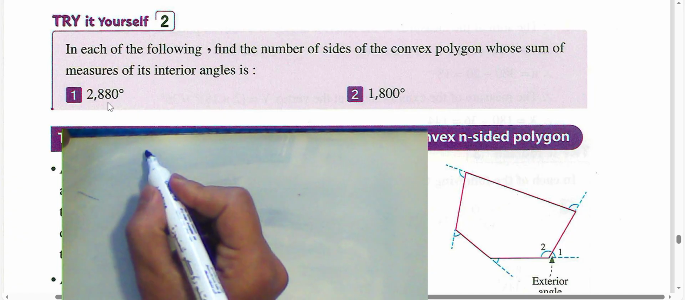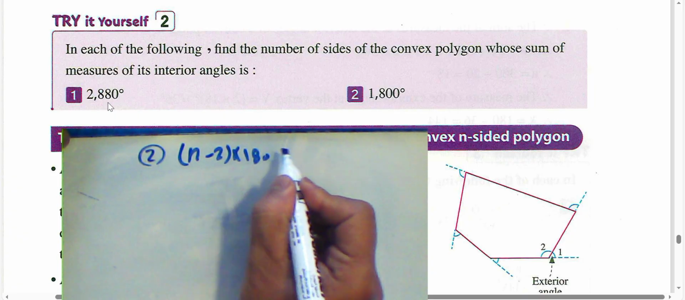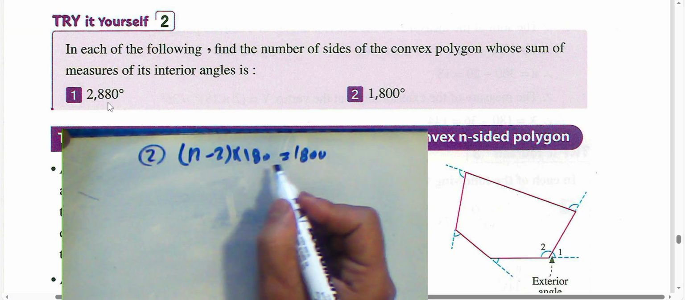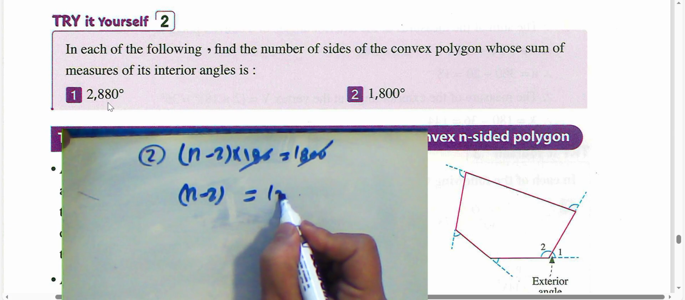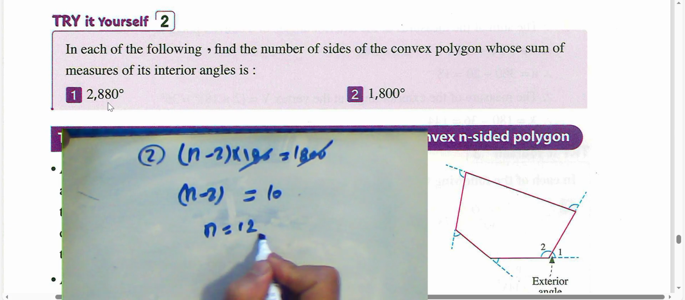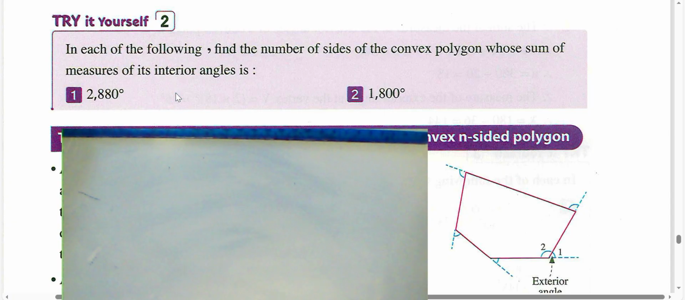And question number 2: we know the sum of interior angles by the rule (n minus 2) times 180 equals 1800. We can divide it by 180, then n minus 2 equals 10. 10 plus 2 is 12. The number of sides of this polygon will be 12.